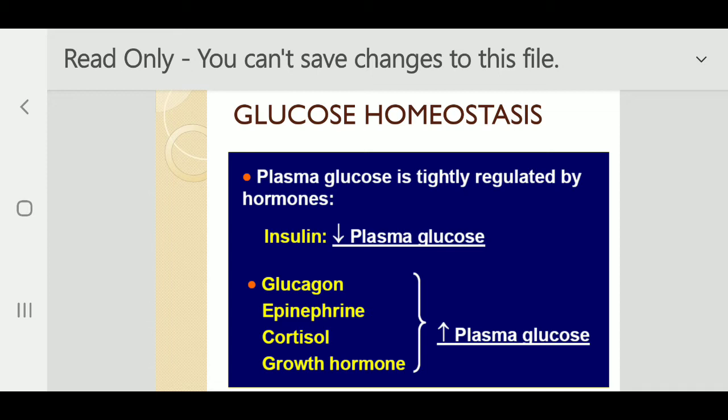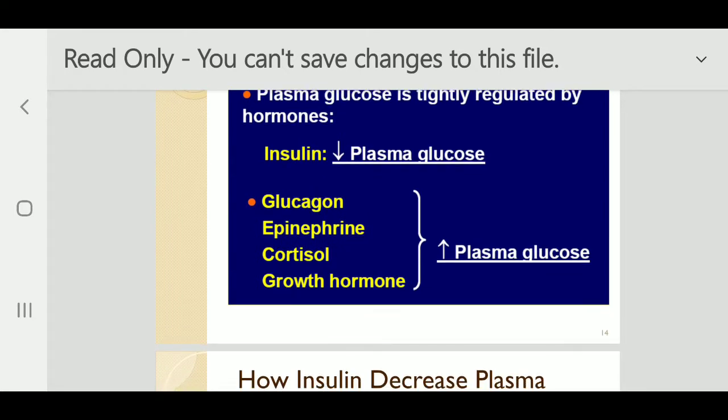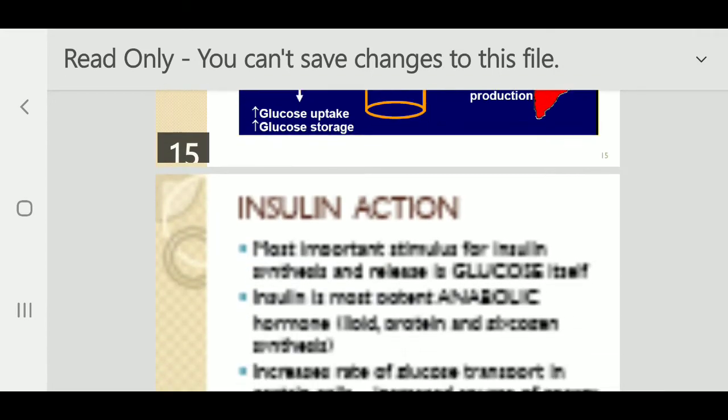Only if you have an understanding of the glucose homeostasis will you be able to understand why insulin causes diabetes. Plasma glucose is tightly regulated by the following hormones, most important insulin. Insulin leads to reduction in plasma glucose. Why? Because it leads to the peripheral uptake of glucose by the fat cells, the skeletal muscles and the different organs of the body. Glucagon, epinephrine, cortisol, growth hormone, they increase plasma glucose.